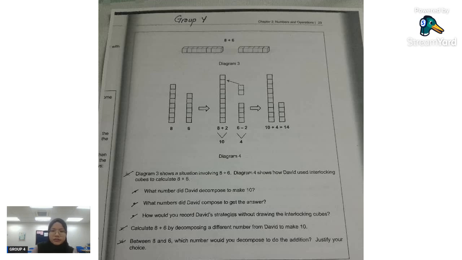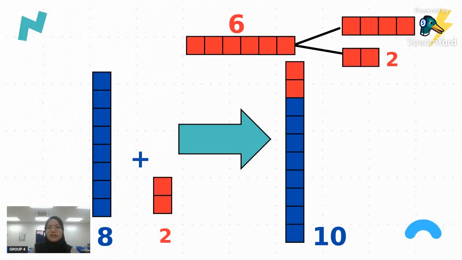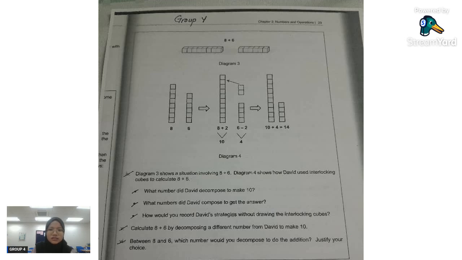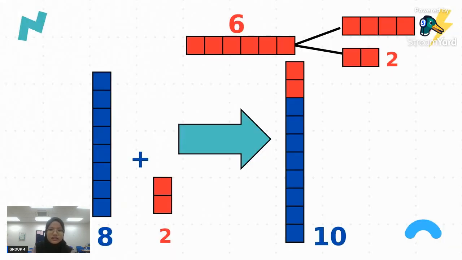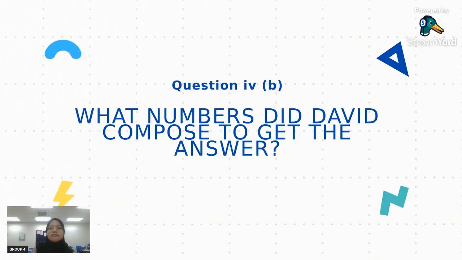So here is the solution. According to the diagram, it shows two groups of blocks, and the first group contains 8 blocks and the second group contains 6 blocks. What did David do? He decomposed 6 blocks into two groups, which contain 4 blocks and 2 blocks. And then in order to gain 10, he just added the 8 blocks from diagram 3 with the 2 blocks that he had decomposed earlier, and then the answer is 10.